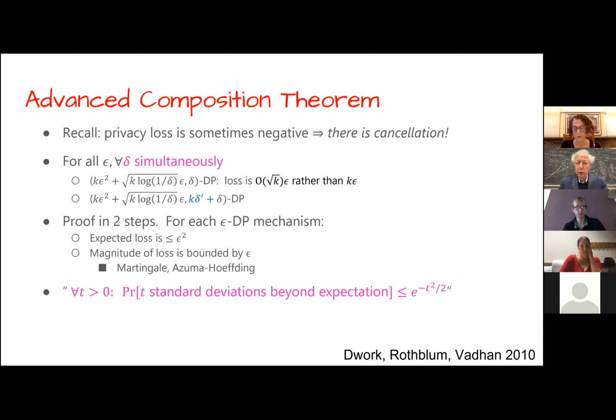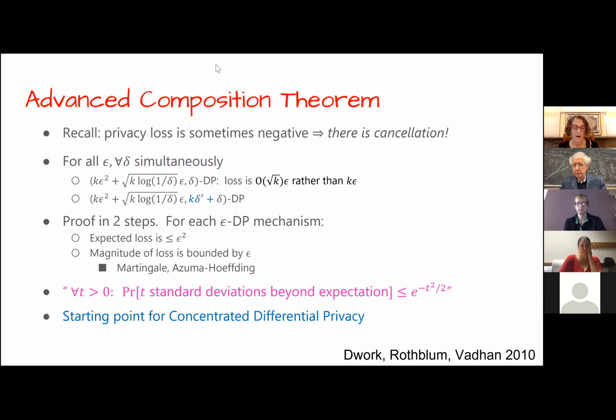So there's a question in the chat about why you use Gaussians. I think you've answered it though. Yeah, because it lets us scale to the L2 sensitivity instead of the L1 sensitivity, and that can be a big improvement. Thanks. Okay.